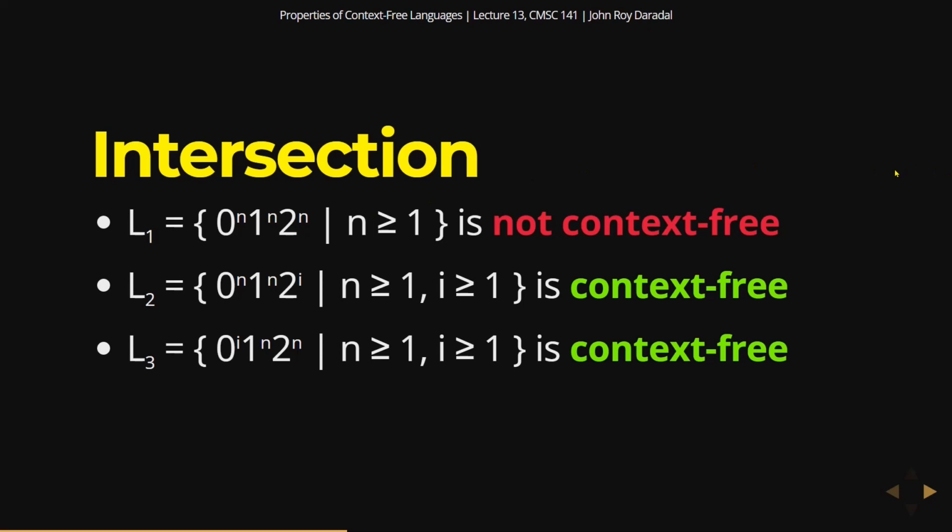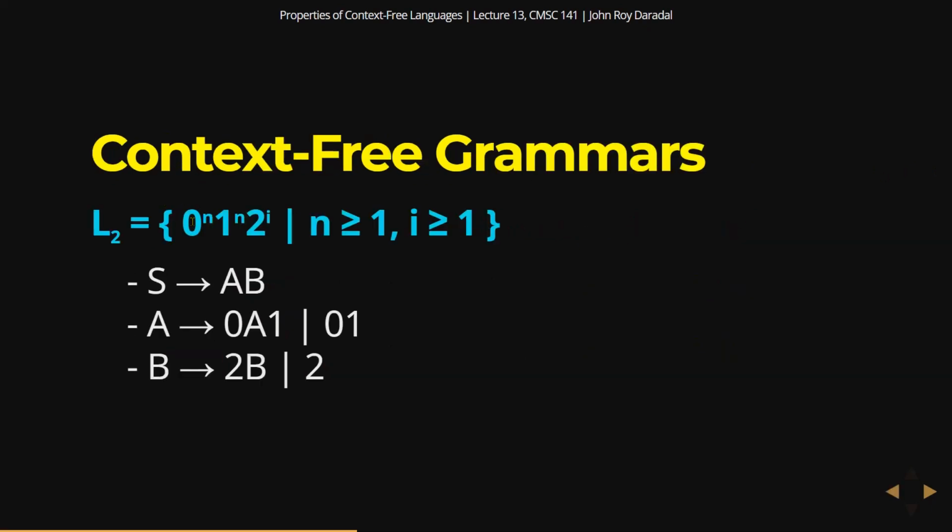Okay? So for L2, we said that this is context-free, 0^n 1^n 2^i. This is the equivalent context-free grammar. So S is equal to AB, wherein A could be 0A1 or 01, and this will make sure that there's an equal number of zeros and ones, right? Now for B, you just add any number of twos, right? It could be 2 by itself, or you add more twos by repeating B. 2B, 2B, 2B, and so on.